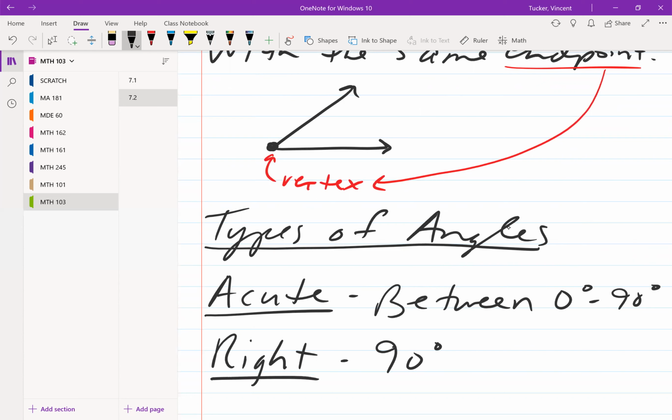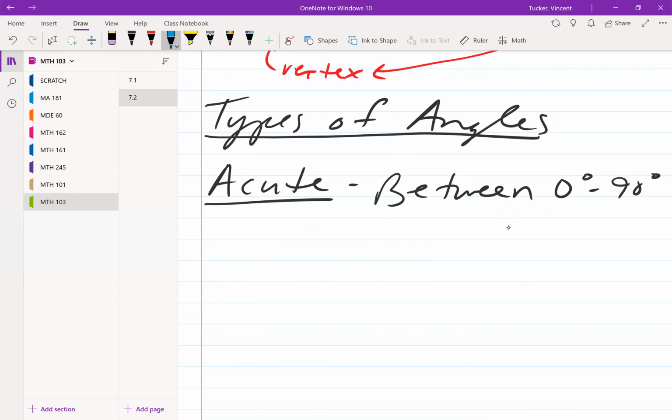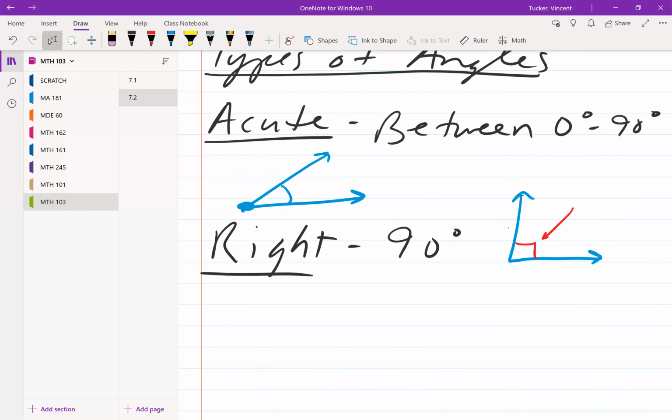All right, so types of angles. Your acute angle would be between 0 and 90 degrees. A right angle, and let me do this, I'll rewrite that. So acute angle would look like that. Right angle is just 90 degrees. Once again, don't forget you have to have that square in your 90 degrees or some type of wording or symbolism to let you know that you have a 90 degree angle.